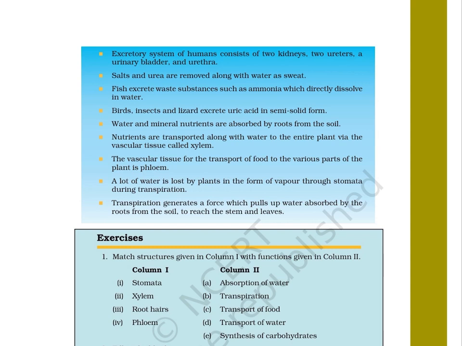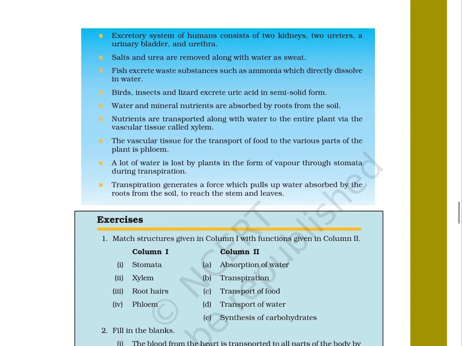13. Water and mineral nutrients are absorbed by roots from the soil. 14. Nutrients are transported along with water to the entire plant via the vascular tissue called xylem. 15. The vascular tissue for the transport of food to the various parts of the plant is phloem.